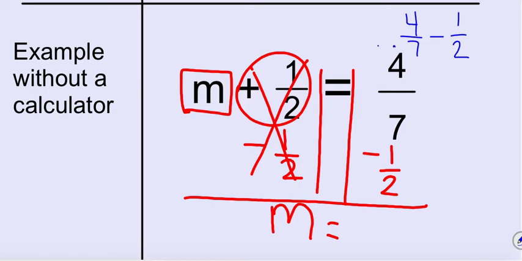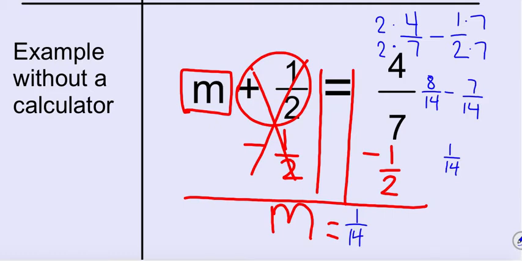I know I can multiply the 7 by 2 and then the numerator by 2, which gives me 8/14. I know I can multiply this by 7, and that's going to give me 7/14. And then I'm going to subtract. 8/14 minus 7/14 is 1/14. So I know that my answer to this problem is 1/14.